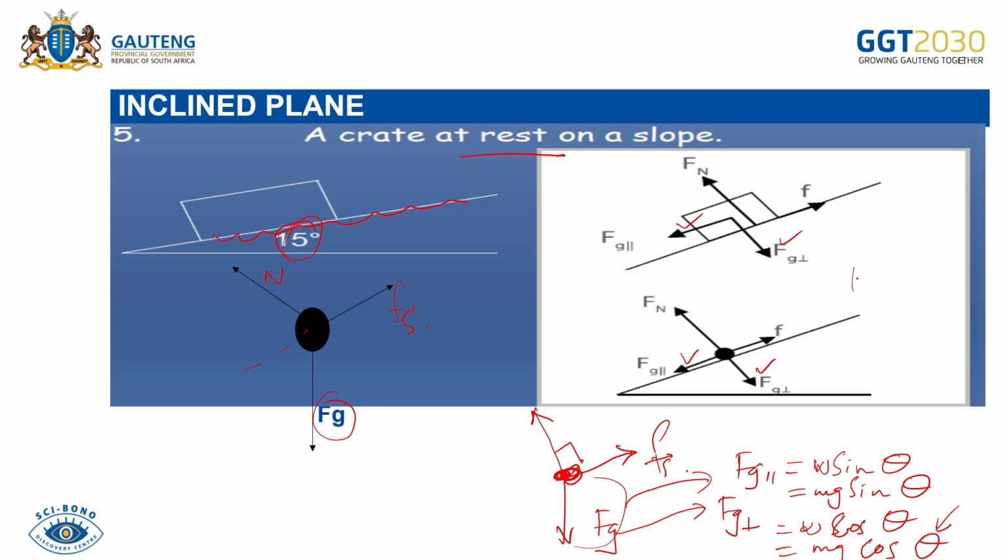So in this case, for your normal force, you just need to check the forces that are perpendicular. How many are there? There are only two. The object is not moving up or down, perpendicular to the slope, which means that these two forces are at equilibrium. If they are at equilibrium, therefore your normal force will be equal to Fg perpendicular, which is given by mg cos theta. That is how we have to calculate the normal force. Very, very important.